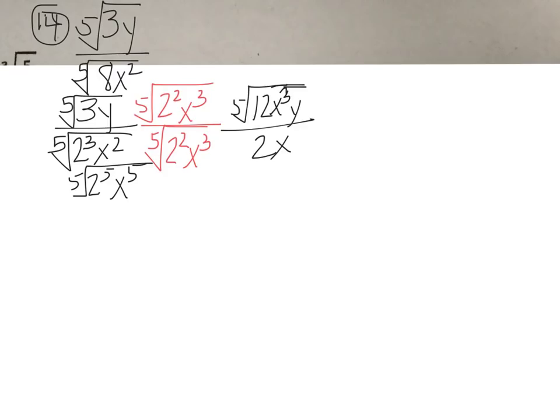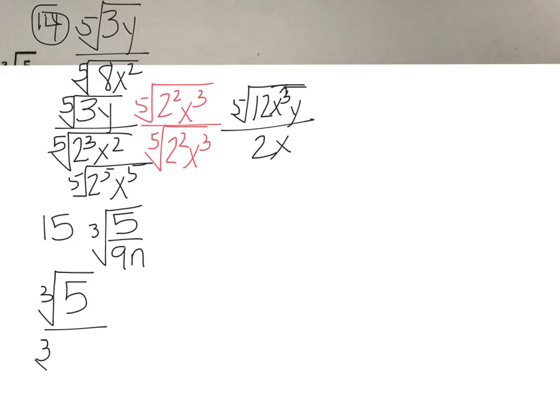And the last one that I'm going to do for this video is number 15. The cube root of 5 divided by 9n. And again, I like to see, can I do any simplifying? And the answer is no, so I'll write it as the cube root of 5 over the cube root of, I'm going to write 9 as 3 squared n, so it helps me figure out how many I need.